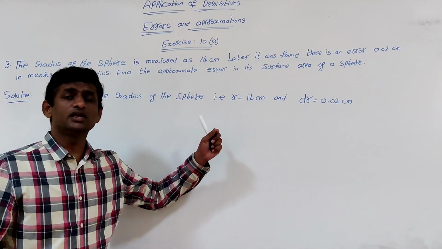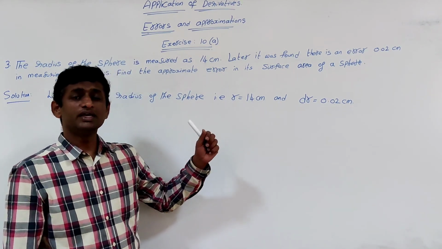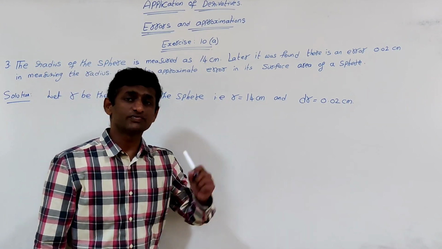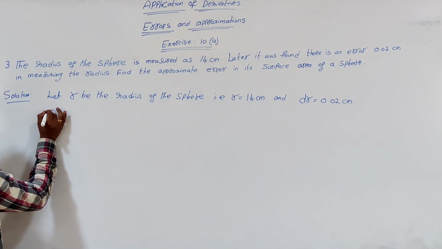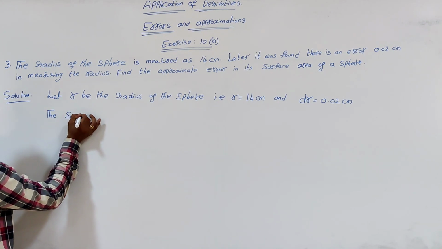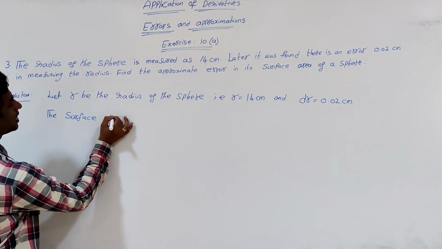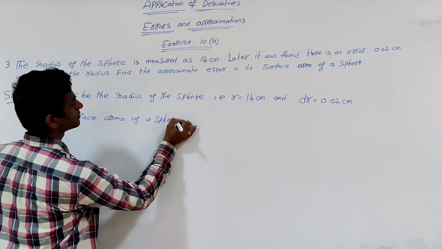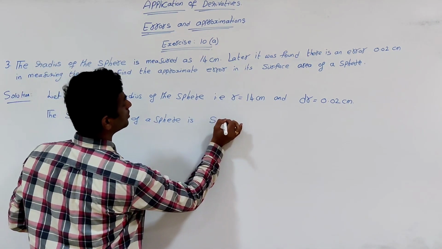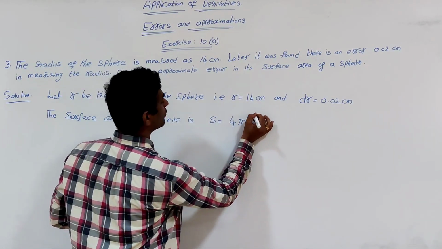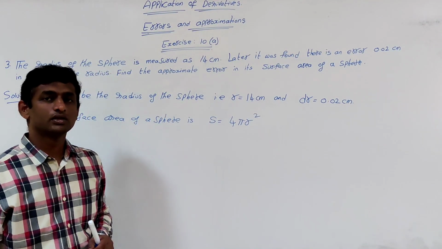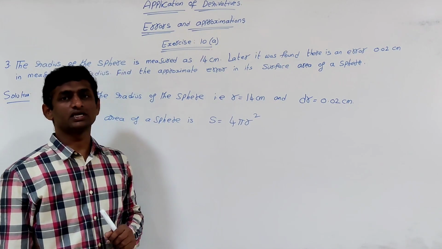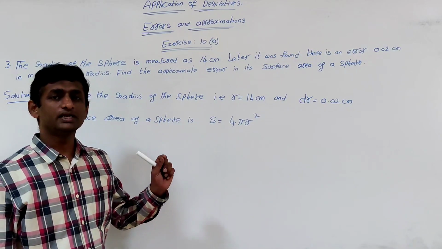If there is a change in the radius, there will be a change in its surface area. So what is the surface area formula? The surface area of a sphere is S is equal to 4 pi r square. Now it is asking what will be the change in its surface area, that is approximately ds.